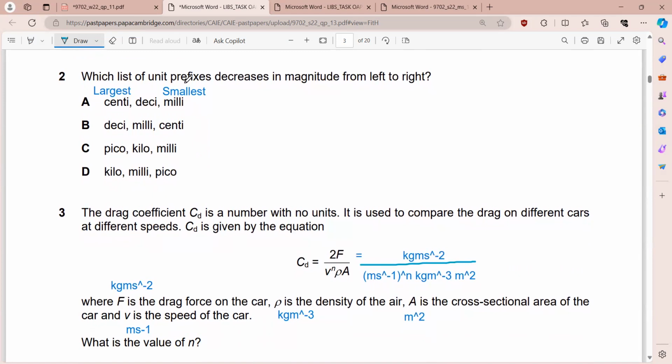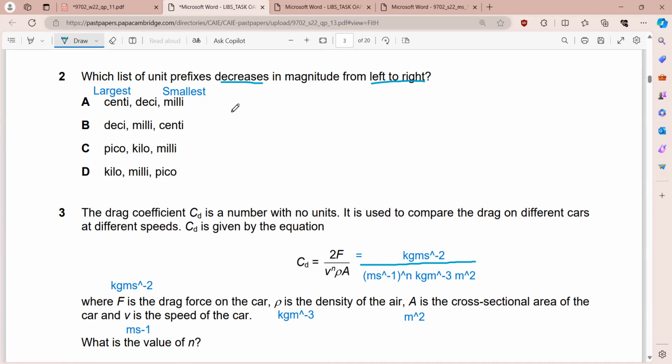Which list of unit prefixes decreases in magnitude from left to right? So immediately, I did this ahead of time to save some time when I make the video. But here, you've got largest and smallest. So I recommend you immediately write down which side has to have the largest and which side has to have the smallest when you see left to right. Okay, there's direction that they're talking about and decreases.